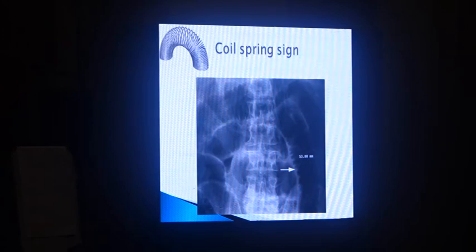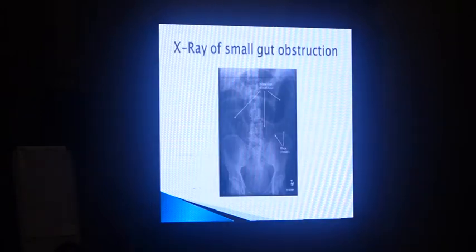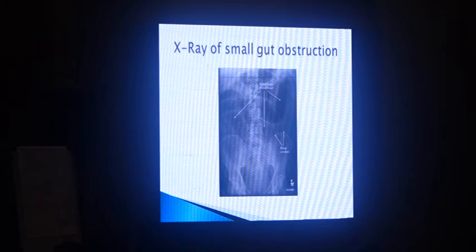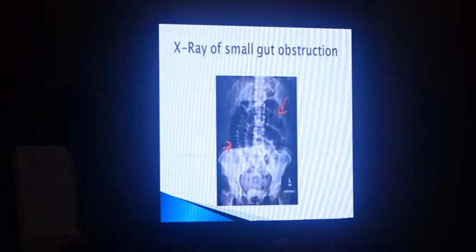This is the coil spring sign that we can see. It is also called the coin sign, because we can see in this photograph that the mucosal folds are present from one wall to the other wall. So this is basically a dilated small bowel, because the diameter of this small bowel is more than 3 centimeter. Another skygram of the abdomen showing the dilated small gut more than 3 centimeter. Another photograph, spring sign, more than 3 centimeter, small gut obstruction.